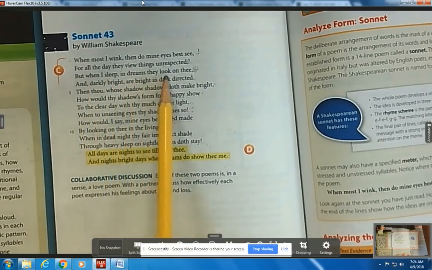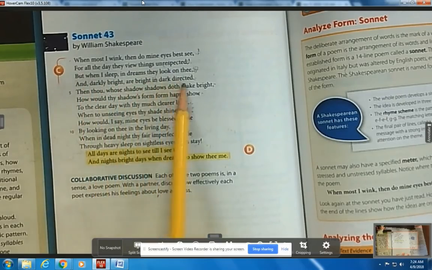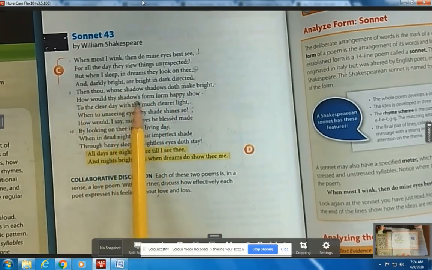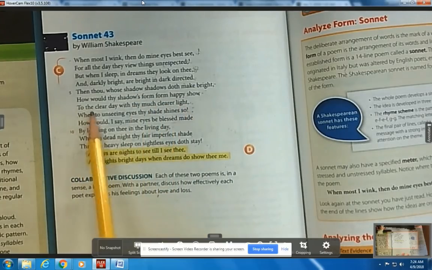But when I sleep, in dreams they look on thee, and darkly bright are bright in dark directed. Then thou, whose shadow shadows doth make bright, how would thy shadow's form form happy show to the clear day with thy much clearer light, when to unseeing eyes thy shade shines so? How would, I say, mine eyes be blessed made by looking on thee in the living day, when in dead night thy fair imperfect shade through heavy sleep on sightless eyes doth stay? All days are nights to see till I see thee, and nights bright days when dreams do show thee me.